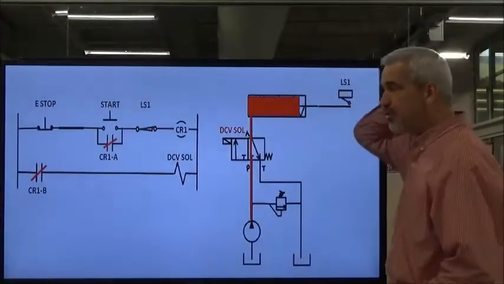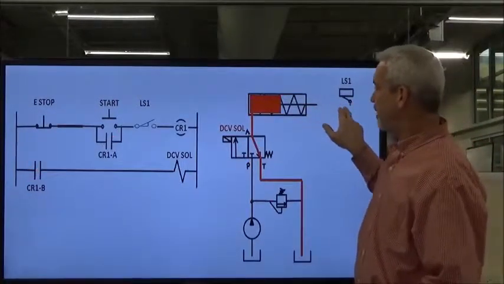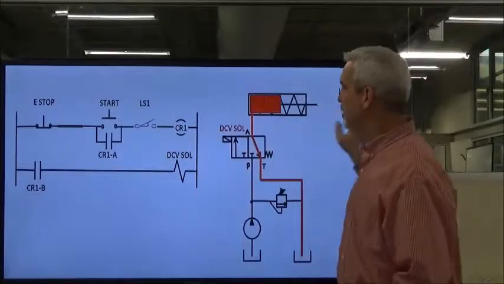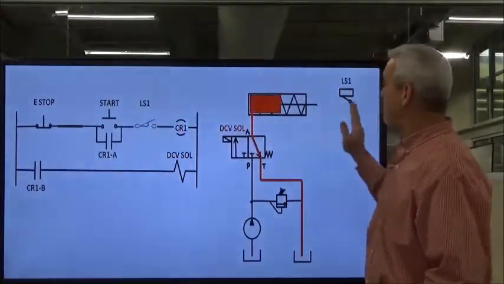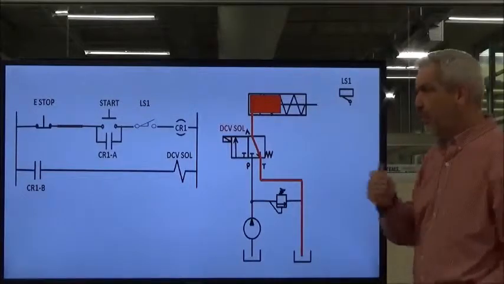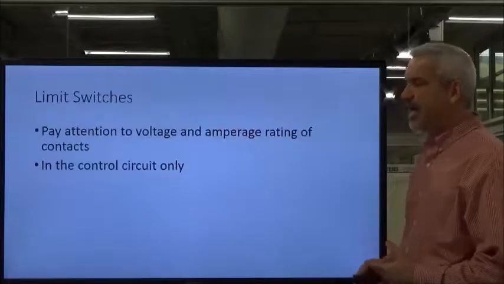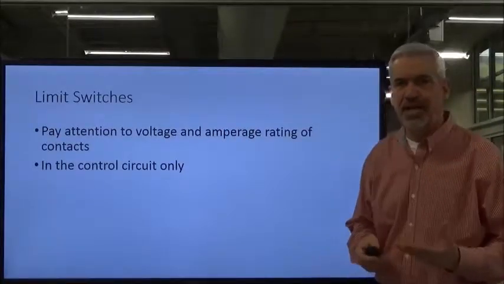I don't have it showing returning back to that state, but once this comes off of here, when it's extended, it opens it up, and when it retracts, it's going to close. It's going to allow these switches to go back to their normally closed state. Real simplistic example, but it'll give you an idea of how that would work in a hydraulic system.